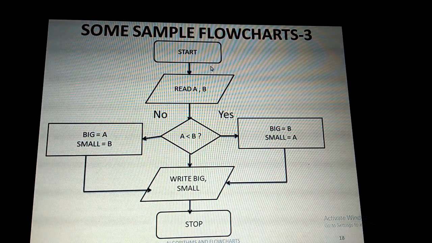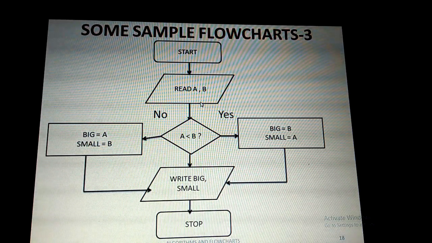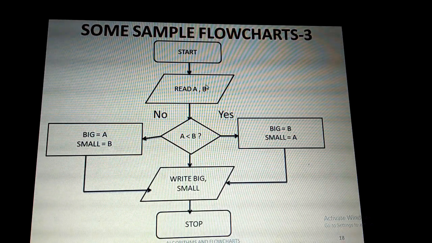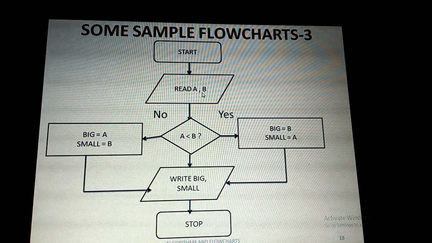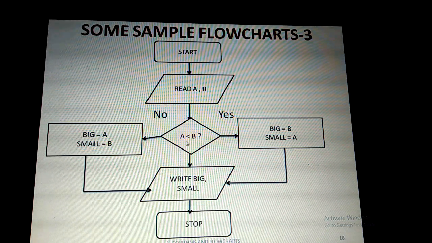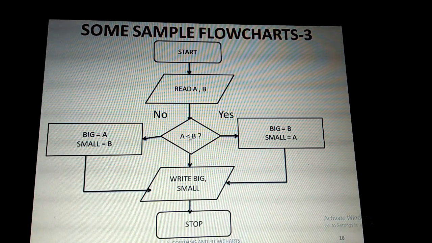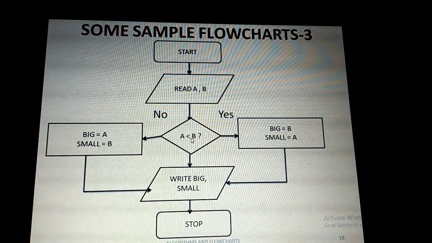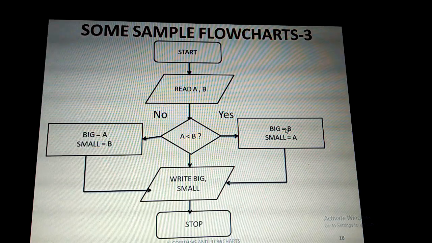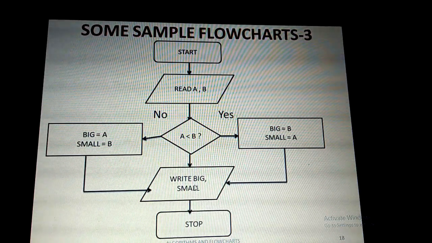Next example flowchart is to find the greatest of two numbers, or which is the lesser number. Smaller number and greater number we can find easily with the help of this flowchart. So we need to read the two values a and b and we need to check. For checking we need this decision box, that is the diamond shape. We check if a is less than b. If it is yes, we assign a is small and b is big. Then we write that big and small values.